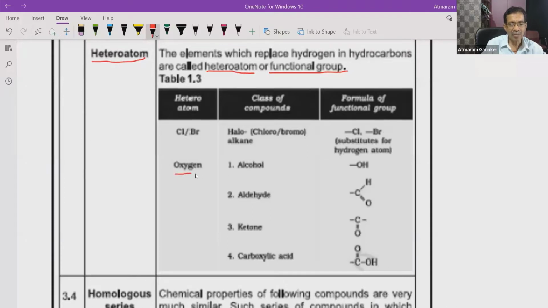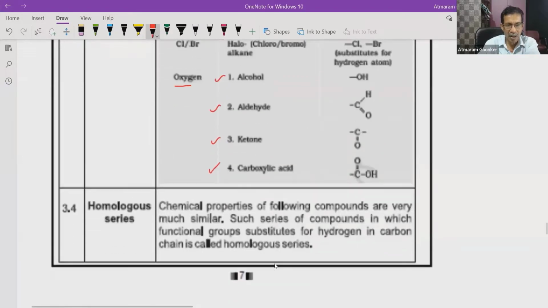Then with oxygen, there can be alcohol, aldehyde, ketone, or carboxylic acid. For alcohol, hydrogen is removed and replaced by OH. For aldehyde, hydrogen is removed and replaced by CHO. Ketone is replaced by CO, and carboxylic acid is replaced by COOH. So when there is COOH, it is called carboxylic acid. And we will see the names in the next topic.